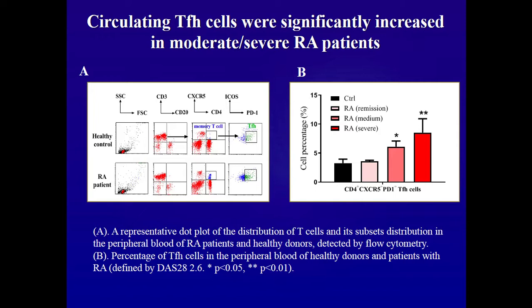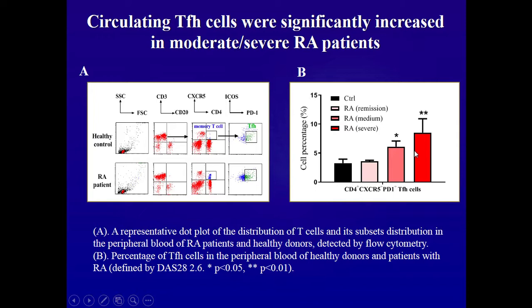We compared the T follicular helper cell, which is double positive in the ICOS and the PD1, in the healthy group and the RA patient. On the right, you can tell we screened 68 RA patients, and in the severe and moderate RA patient, the T follicular helper cell is significantly increased compared to the healthy control.